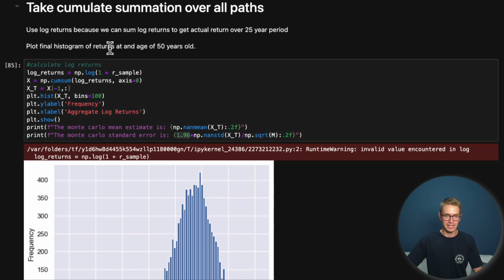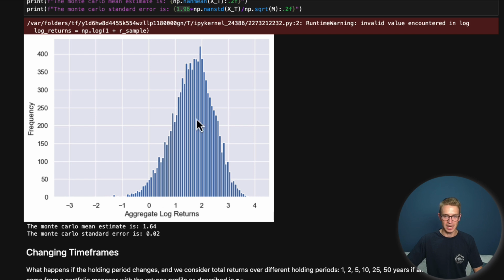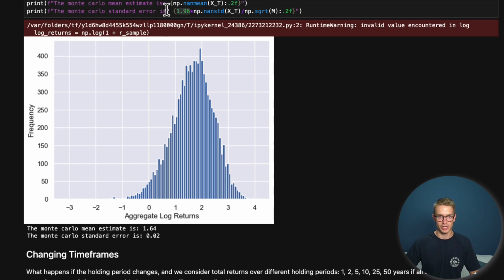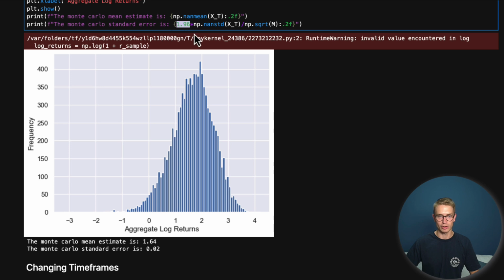So the plot of the final histogram of the returns at 50 years of age is like here. What we've got, the Monte Carlo mean estimate, is 164% returns over a 25 year period. And our standard error is just 2%. And that's to the 95 percentile. So we're using standard error and we're using the critical value of 1.96 because that's the critical value for the standard normal distribution for the 95 percentile. Now, we have a video on our channel that goes more into Monte Carlo simulations, and to understand this a little bit more, I recommend checking out one of those videos.